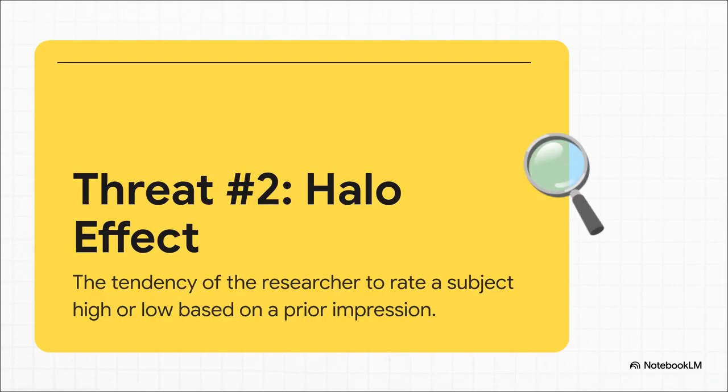Now, this next one isn't about the participant, it's about the researchers themselves. It's called the halo effect. This is a type of bias where a researcher's first impression of a participant, whether it's good or bad, can totally color their judgment and influence how they rate that person's performance.